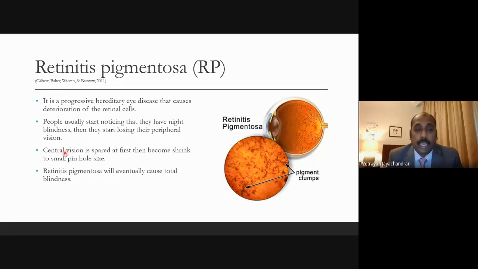So initially their central vision is spared. They will have the peripheral visual loss. The central vision will be there. But when the condition becomes more progressive, the central vision also shrinks, and they can see only a pinhole-sized image. And this retinitis pigmentosa may even cause total blindness for the patients.